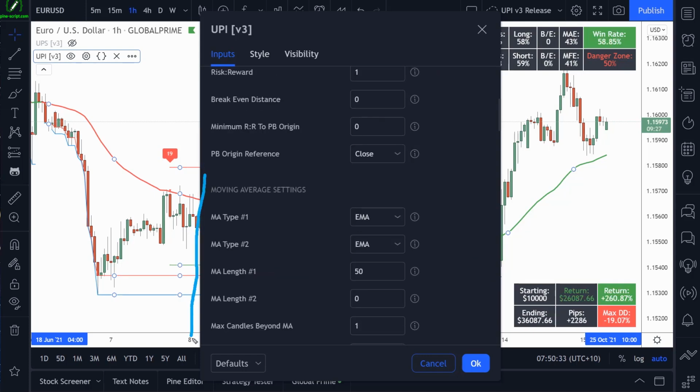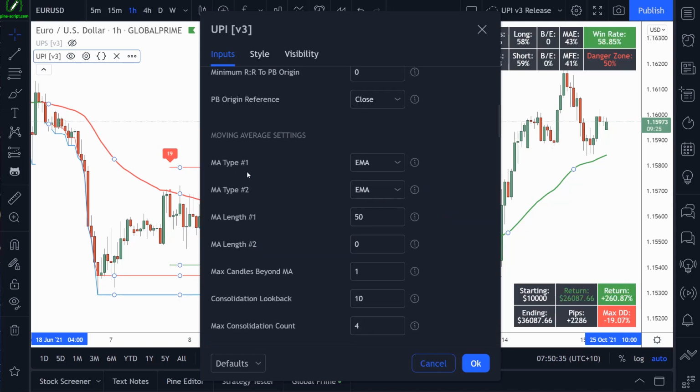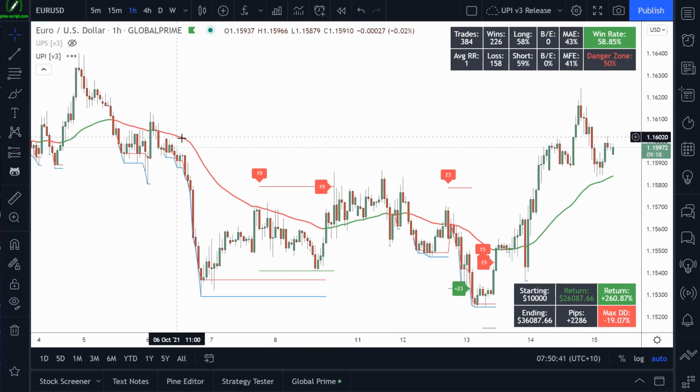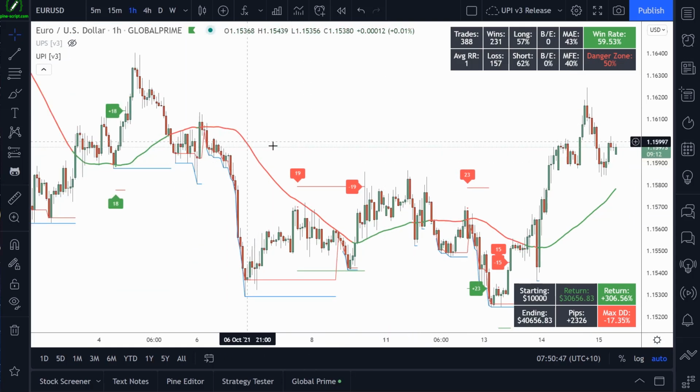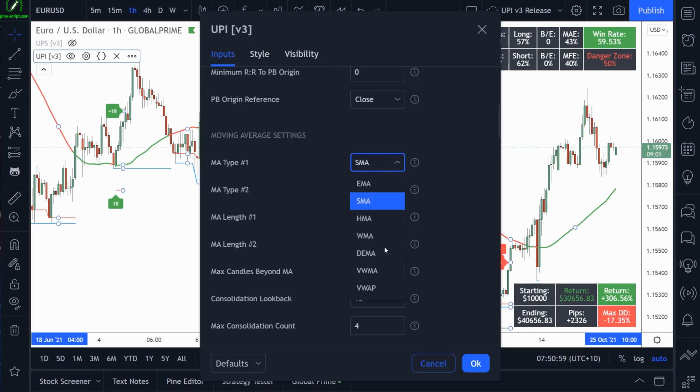Next up is our moving average section. This is self-explanatory. You can select the moving average type you want. So there's all different types here. MA1 is your main moving average. You may find certain moving averages to be more profitable on certain markets and timeframes. So playing around with the moving average type and moving average length is a good idea in your testing.